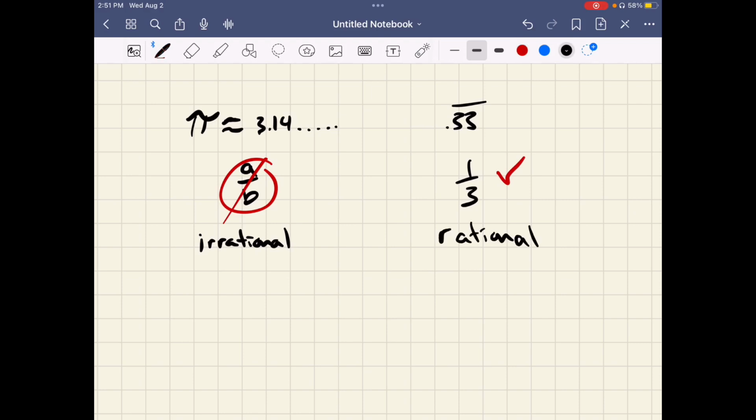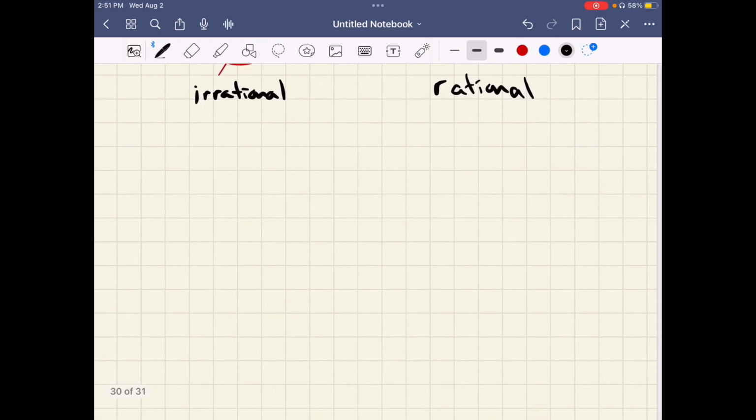Okay, so again, the reason a number is irrational is: can I write it as a fraction? If the answer to that is yes, then it makes it a rational number. If the answer to that question is no, I cannot write it as a fraction, that makes that number irrational. So remember, it's very important that you use that particular wording.